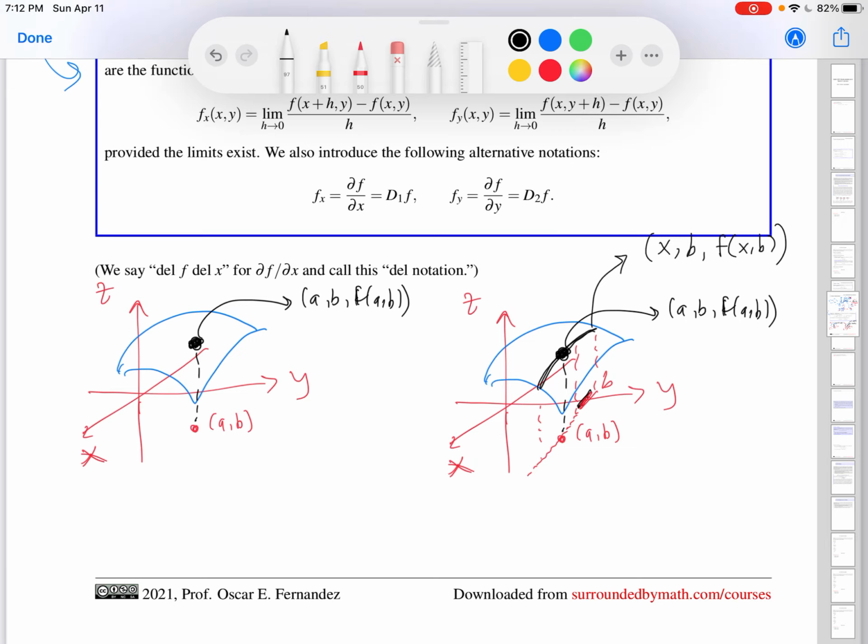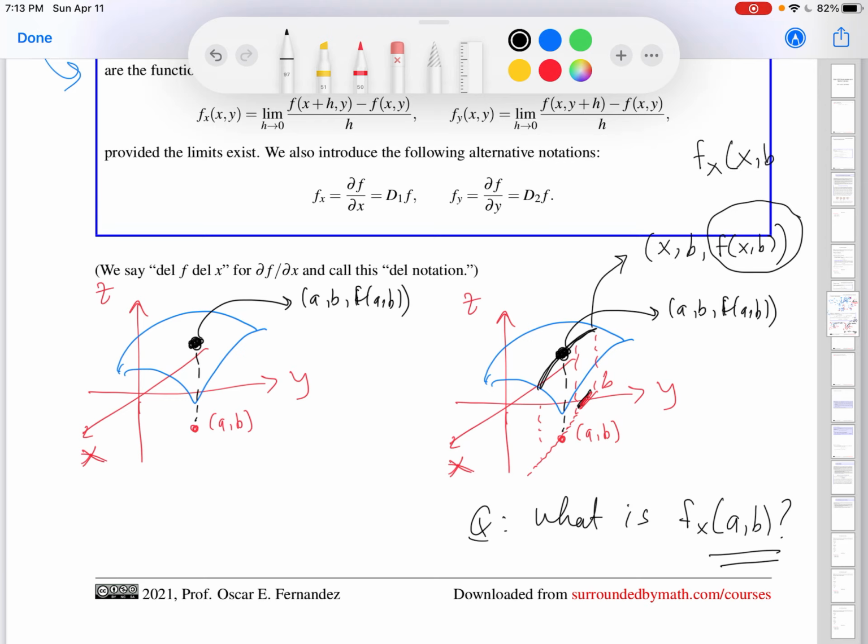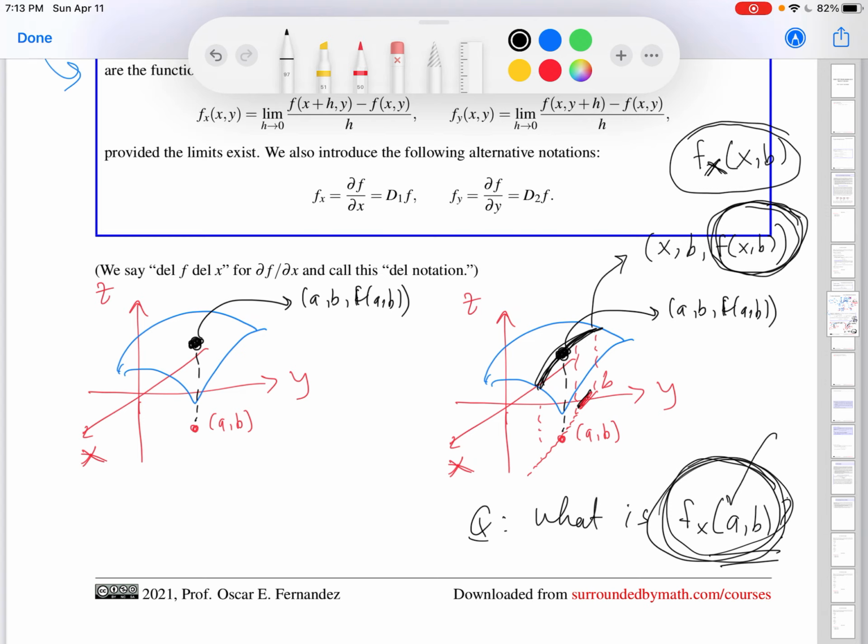Okay. So if I now ask the question, what is fx at a, b? Well, this black curve here in the figure is the function f of x comma b. So if I look at f sub x of x comma b, that is going to be just a single variable derivative because this is a single variable function. So this is basically the derivative of this black curve with respect to the direction it's going in x. And therefore this is going to be the slope of the line tangent to the black curve at x equals a.